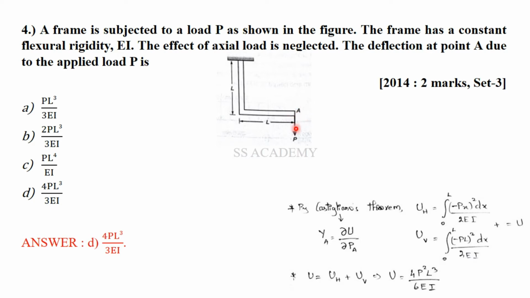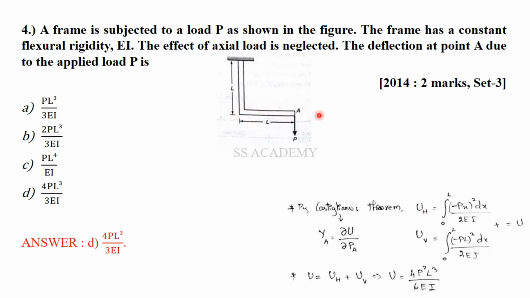As we have discussed earlier, here we can use Castigliano's theorem, which is easier. Castigliano's theorem states that the deflection at a point A is equal to the partial derivative of the total strain energy of the beam with respect to the load at that particular point A. It is a 2014 GATE Set 3 question for 2 marks, and they have given the options. First we need to find the strain energy of the whole beam.